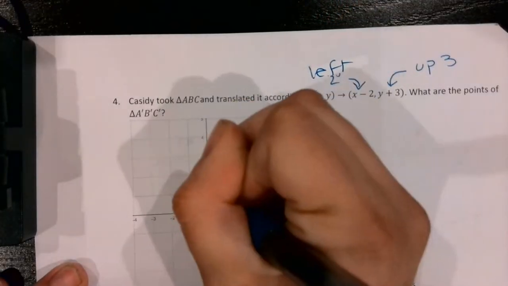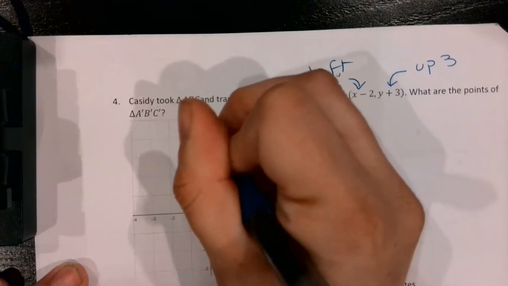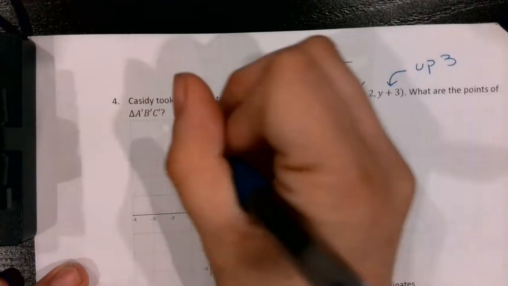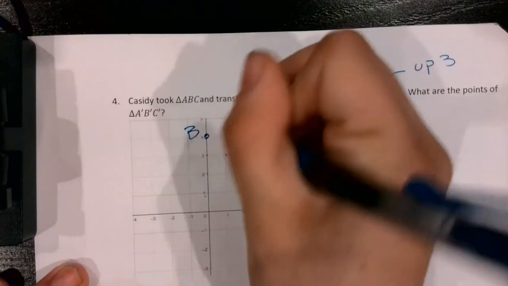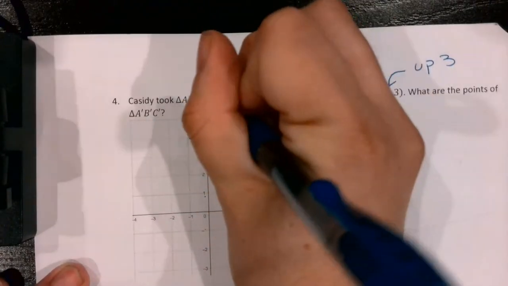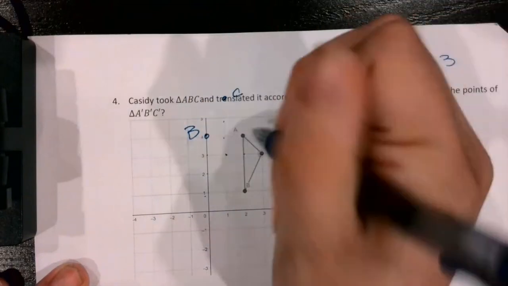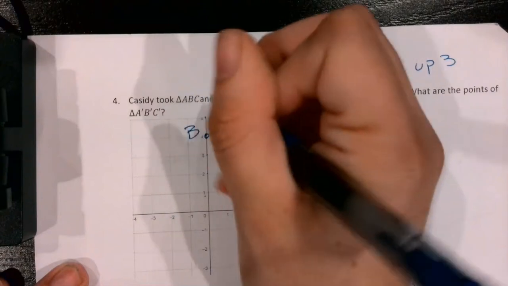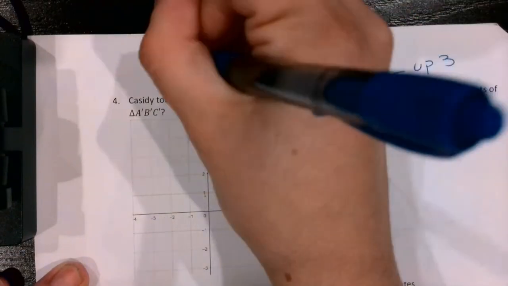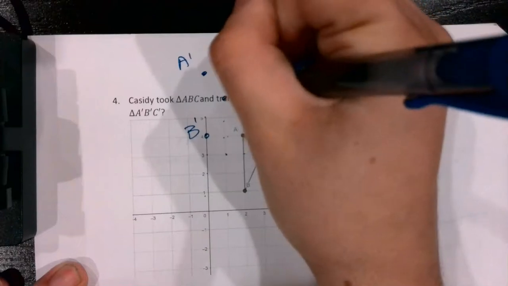So B is going left 2. 1, 2, 3. Left 2, 1, 2, up 3. 1, 2. Sorry, I did not put this on the graph. A does the same thing. 1, 2, up 3. 1, 2, 3. And those are all my new points.